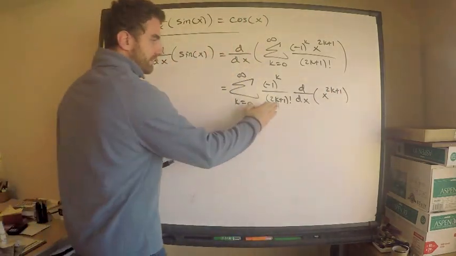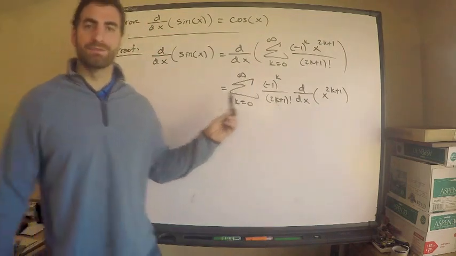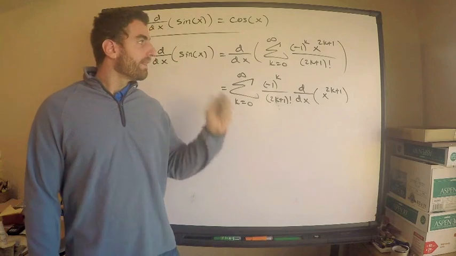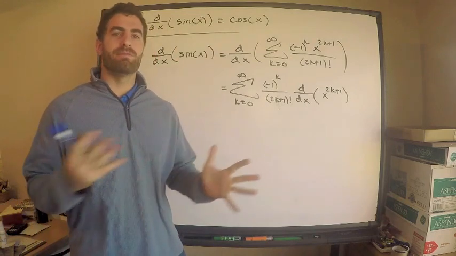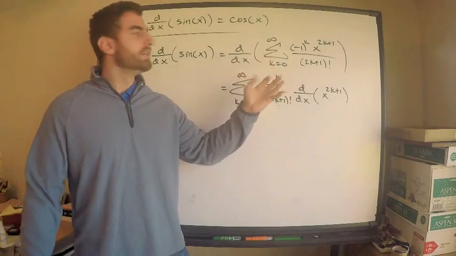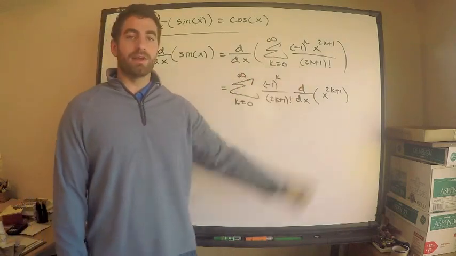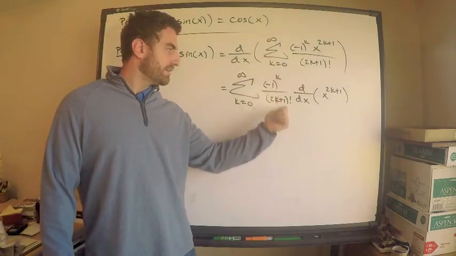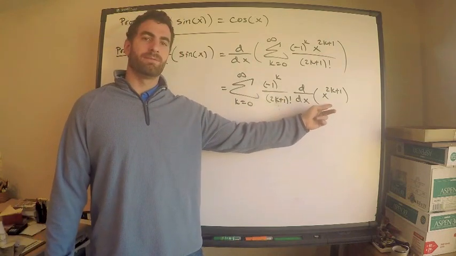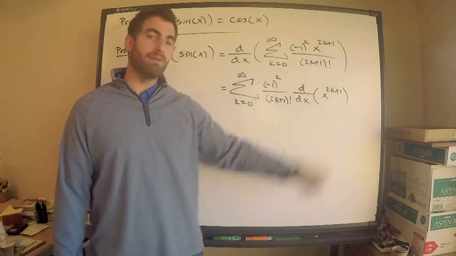Again, we can just pass the derivative through all this. Remember, the derivative passes through a sum, although it has to converge. And it also absorbs constants. The constants just come right out. This is just a constant. It looks ugly, but it's just a number, so it just comes right out. Differentiating x to the 2k plus 1, I mean, this is just the power rule.